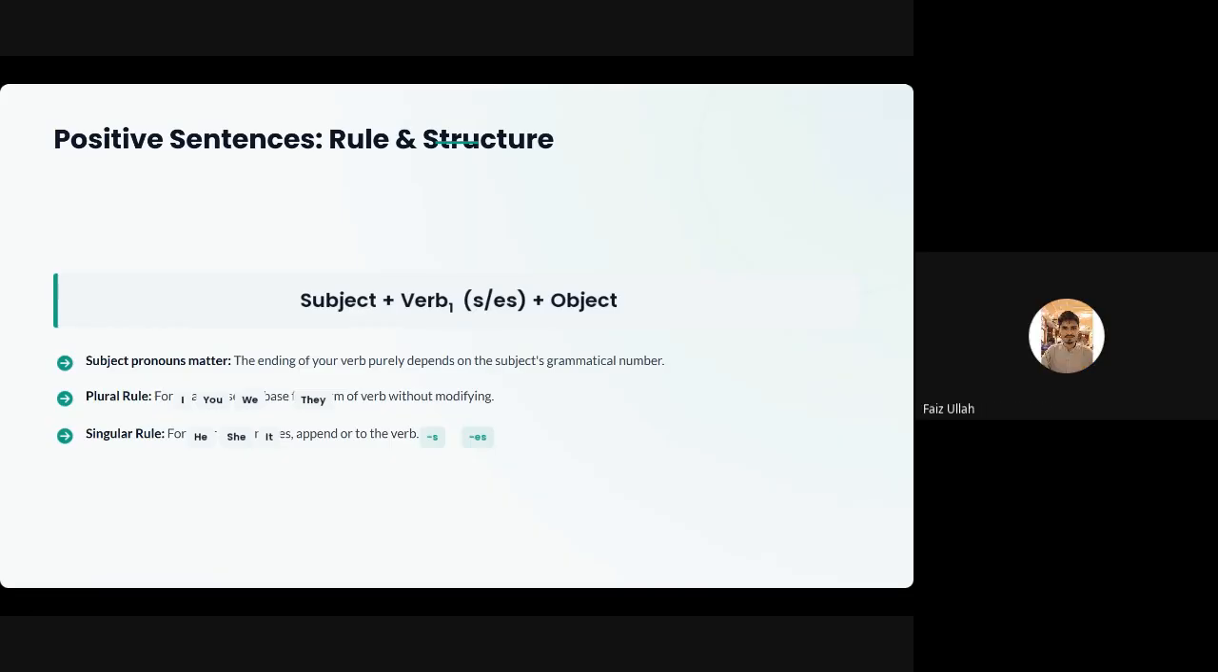Excellent. So this is his daily routine. He takes. We use the first form of verb and we use S or ES with the first form of verb. Excellent. Okay, let's do another activity.